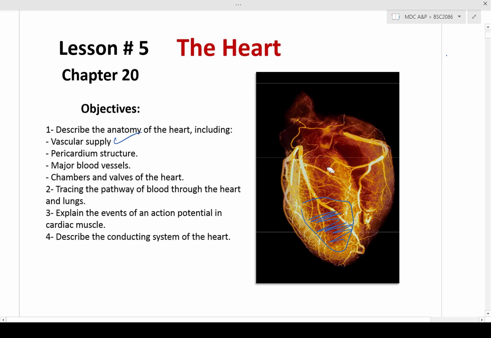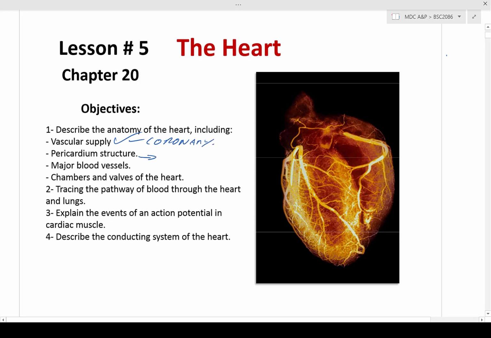So where are the vessels that give nutrients to the myocardium? So the vessels are going to be either the left or the right coronary arteries. Okay? So left or right coronary arteries. So the vascular supply is going to be the coronary arteries.